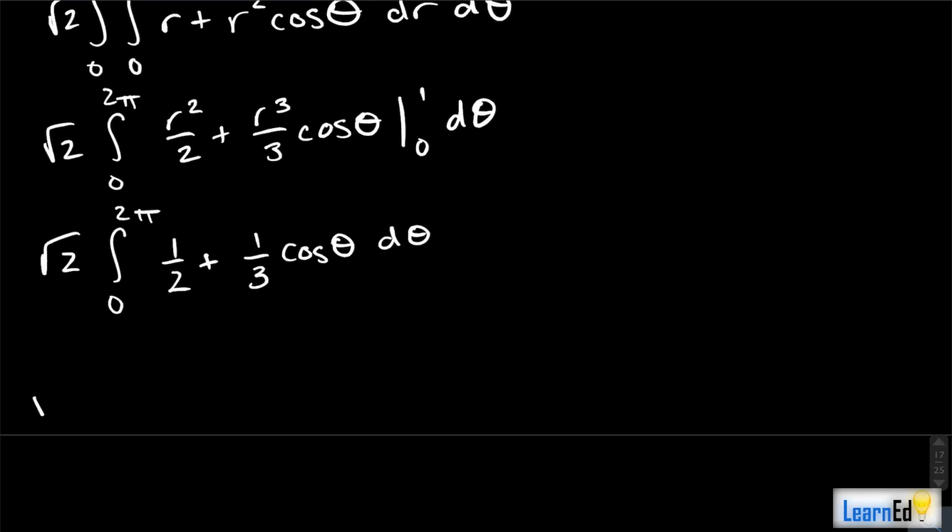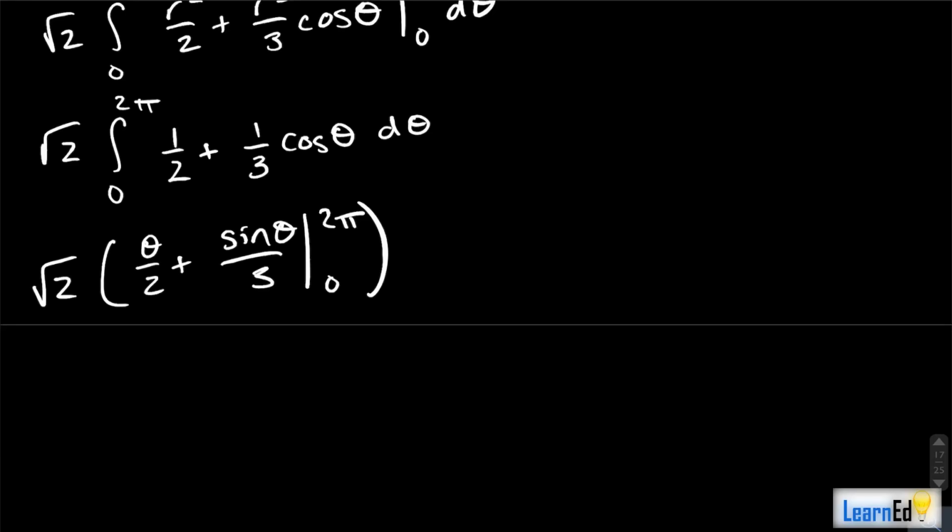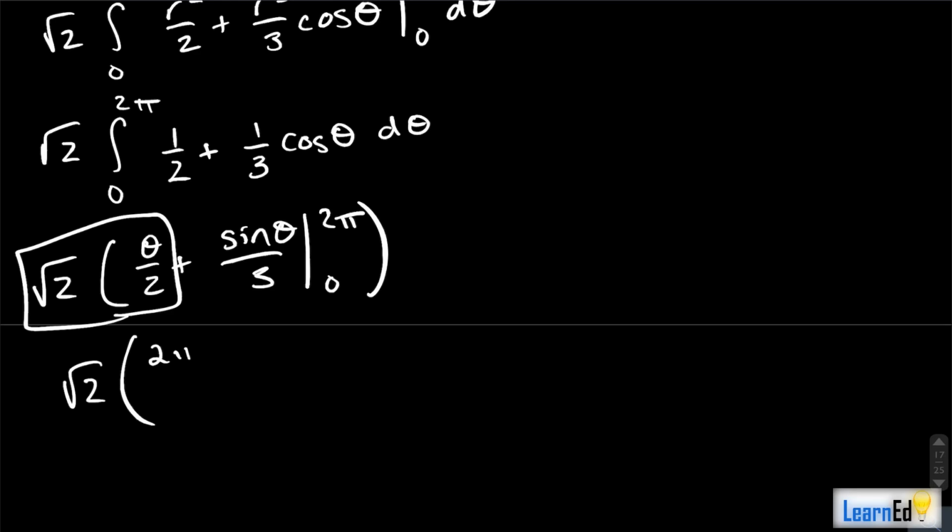And we'll integrate again to get root 2 times theta over 2 plus a sine theta over 3, evaluated from 0 to 2 pi. And then we just plug in 2 pi for the thetas, then we plug in 0 for the thetas, the sine goes away pretty much. The only thing that ends up mattering is this piece when we plug in 2 pi. So we get root 2 times 2 pi over 2, which gives you pi root 2.